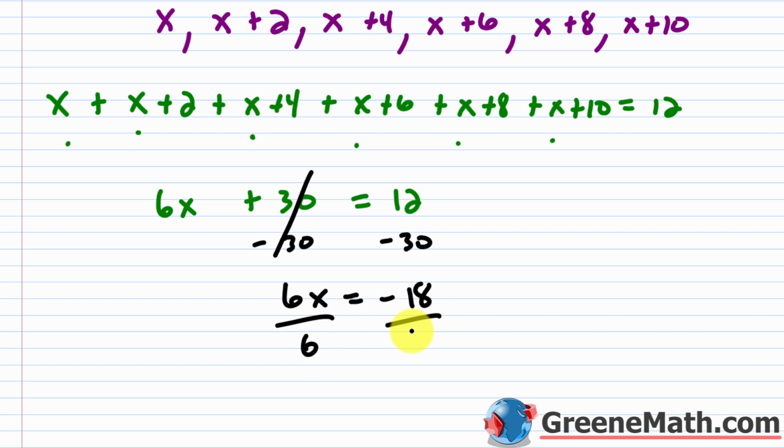Let's divide both sides of the equation by 6. And so this 6 is going to cancel with this 6. And what we're going to have is that x is equal to, we know this is negative, 18 divided by 6 is 3. So x is negative 3. Remember, this is the smallest of the consecutive odd integers.